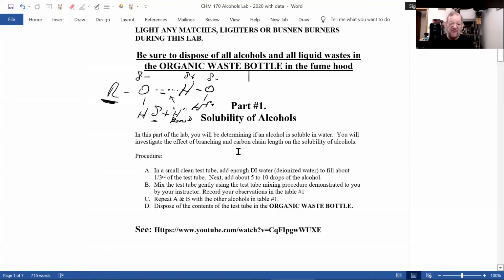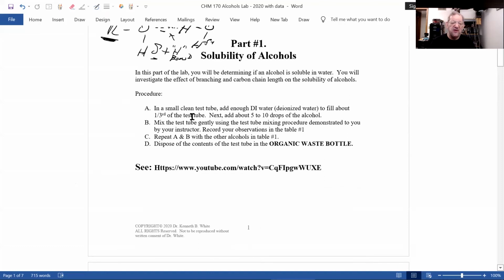And today's lab, if you had been in the lab today, you take some small test tubes, put some DI water. DI stands for deionized. The ions that are normally in tap water in a laboratory can be removed by a special filter, and we call that DI or deionized water. And you fill up the test tube, you add a small amount of the alcohol you're going to test, then you mix it. Then I've got a whole bunch of them for you to test.